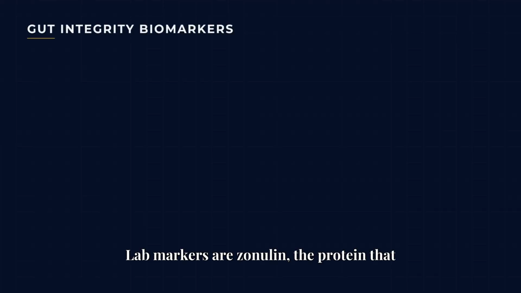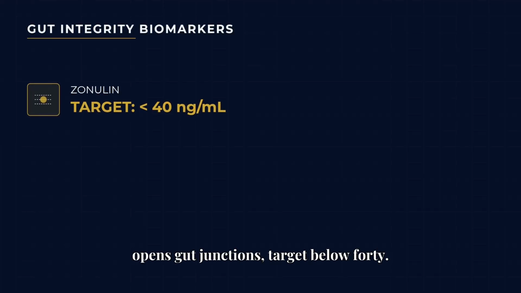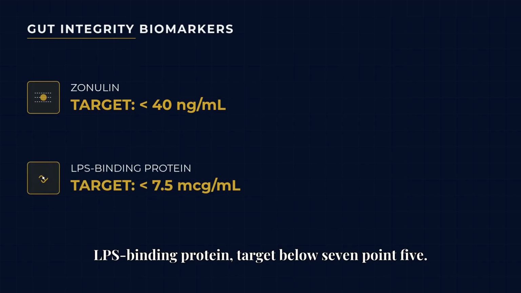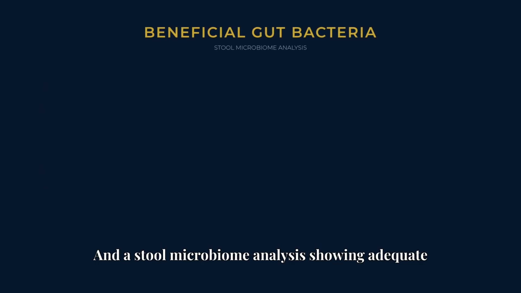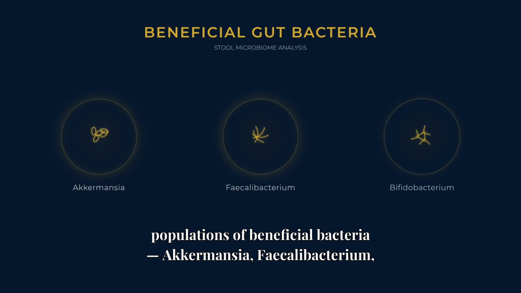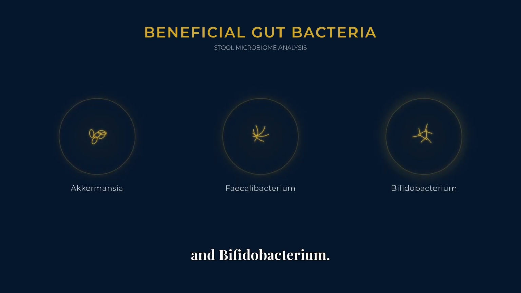Lab markers are zonulin, the protein that opens gut junctions, target below 40, LPS binding protein, target below 7.5. And a stool microbiome analysis showing adequate populations of beneficial bacteria: Akkermansia, Faecalibacterium, and Bifidobacterium.